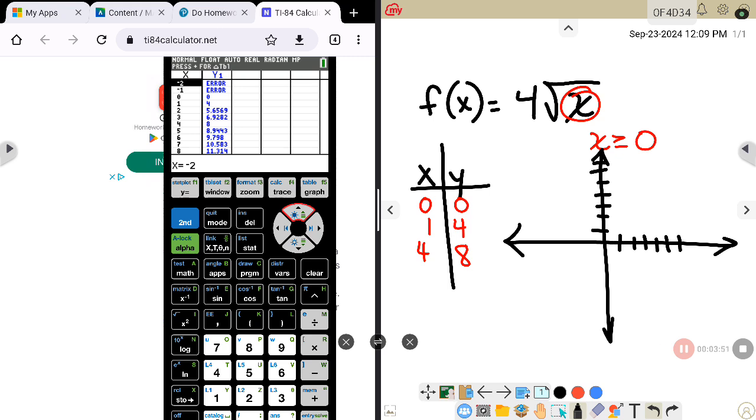So it starts at 0, 0. And then there's a point at 1, 4. So to the right 1 and up 4. And then to the right 1, 2, 3, 4 and up 8. So I need one more little hash mark. So to the right 4 and up 8 to draw the graph.